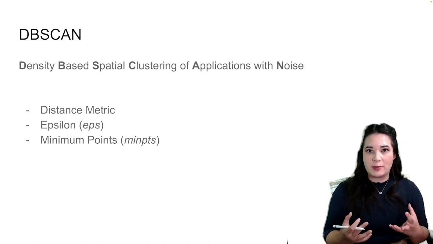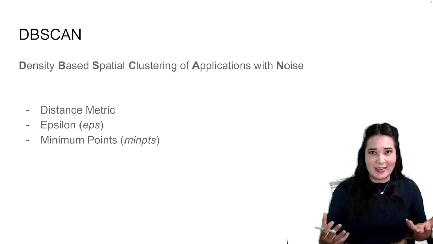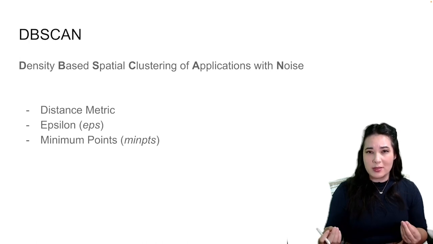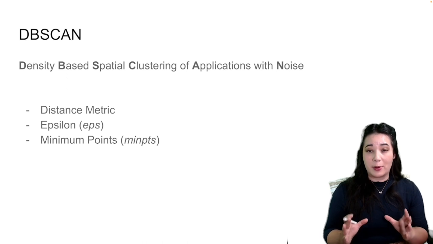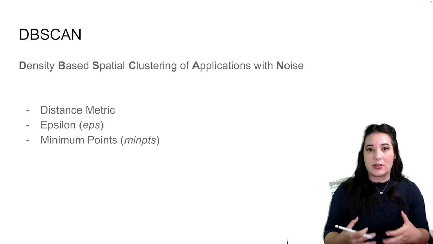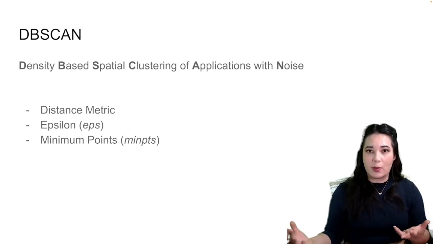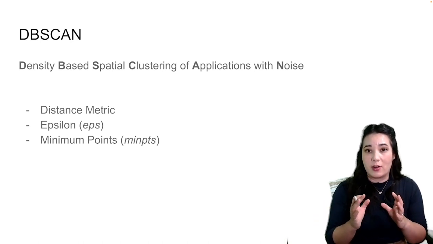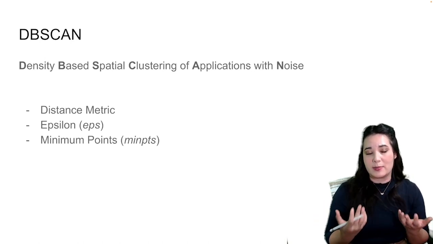We also have to choose a definition of density. How dense is dense? The hyperparameter that allows us to control this is called min points, or sometimes it's called min samples. This is the minimum number of neighbors that a data point has to have within epsilon distance of it in order to be considered dense. The higher min points or min samples is, the more data points need to be crammed around our data point for us to consider it to be dense.